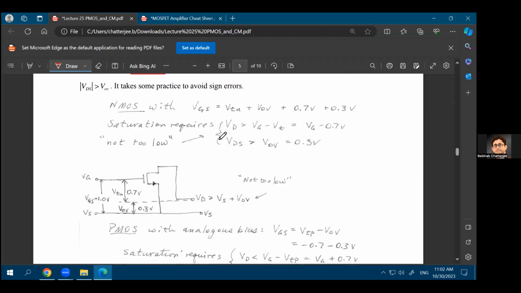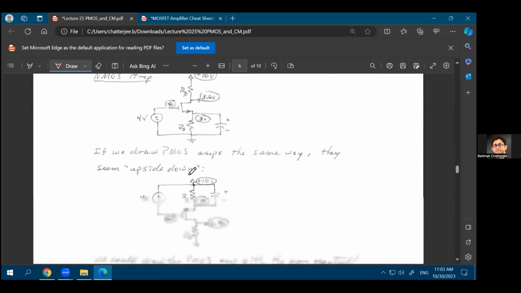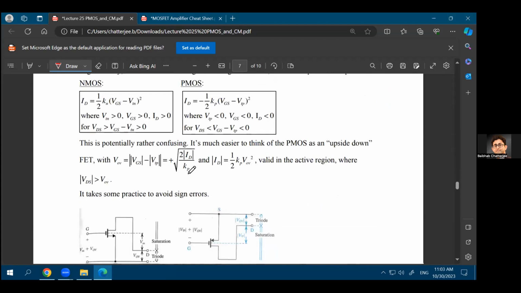All right. And also now for the equation for saturation, again the absolute value of your VDS needs to be larger than your V overdrive. That's the equation that you need to satisfy to make sure that the PMOS device is in saturation. Now this will be clear if you just look at one or two examples.